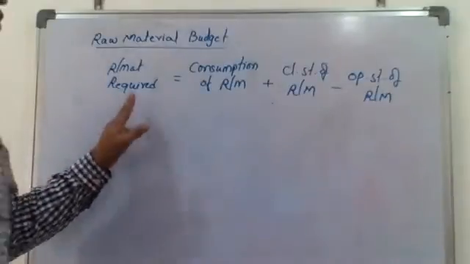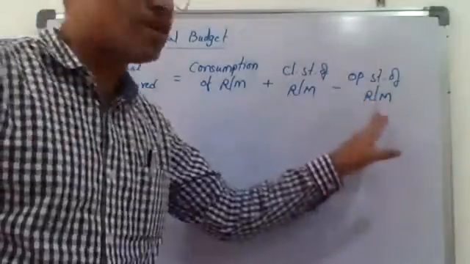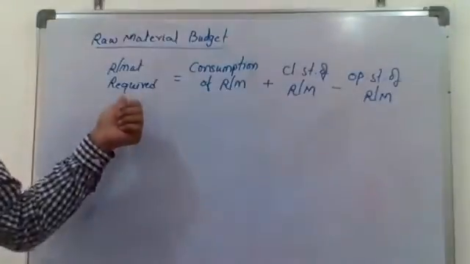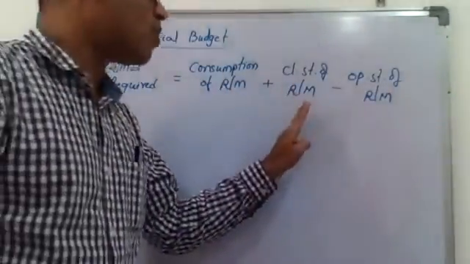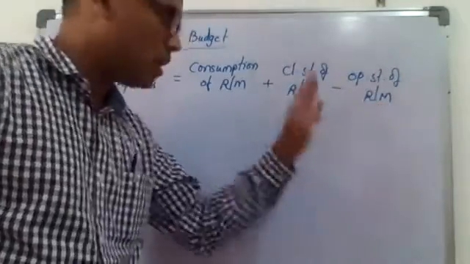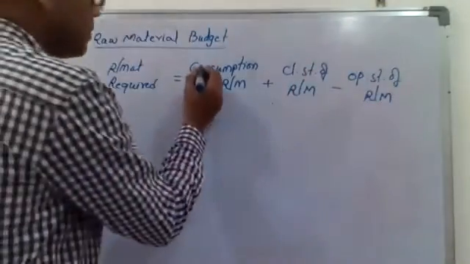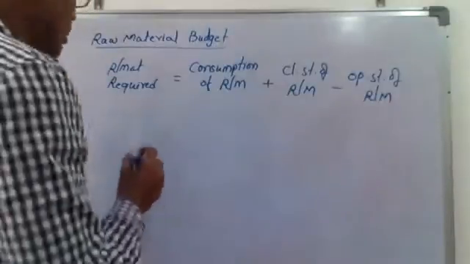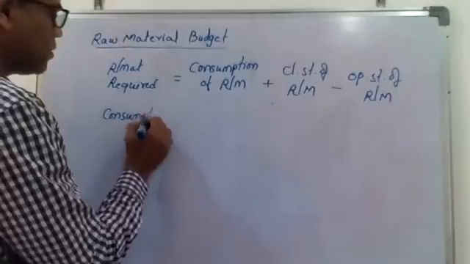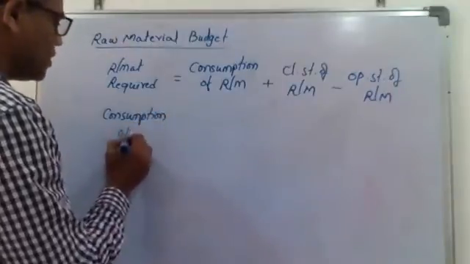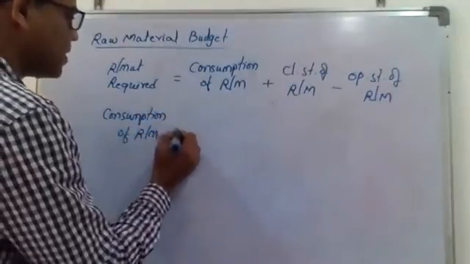Production units is equal to sales plus closing finished goods minus opening finished goods. Now I'm talking about raw material required: consumption of raw material plus closing stock of raw material minus opening stock of raw material. What is new here is the consumption of raw material. So one should understand how you get the consumption of raw material.